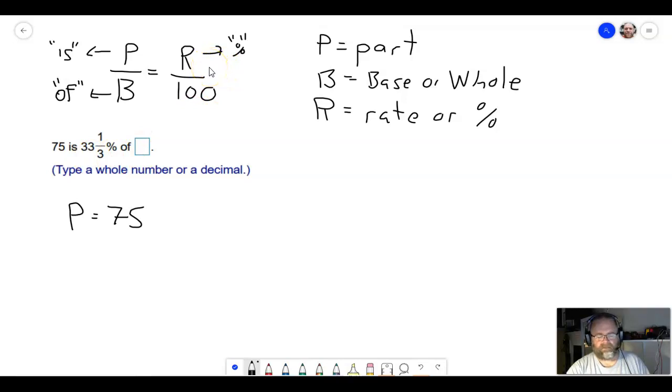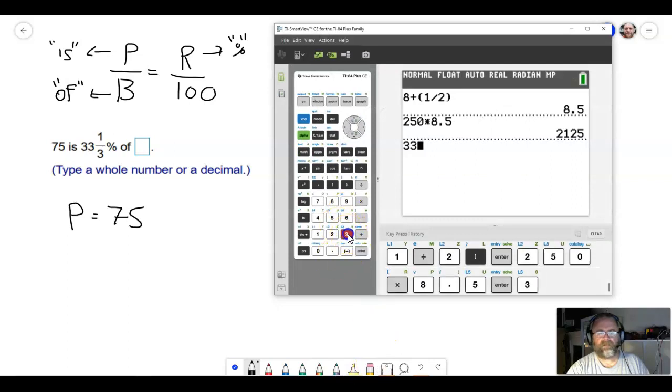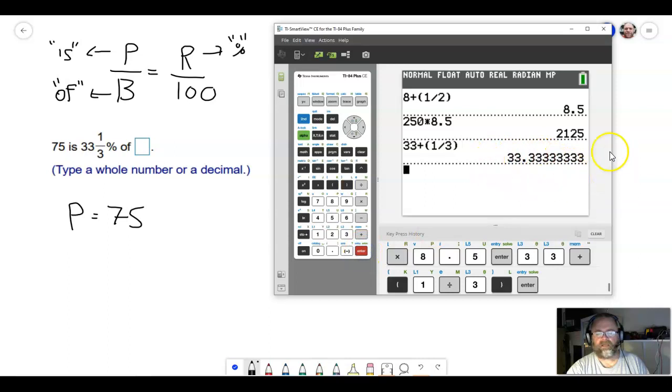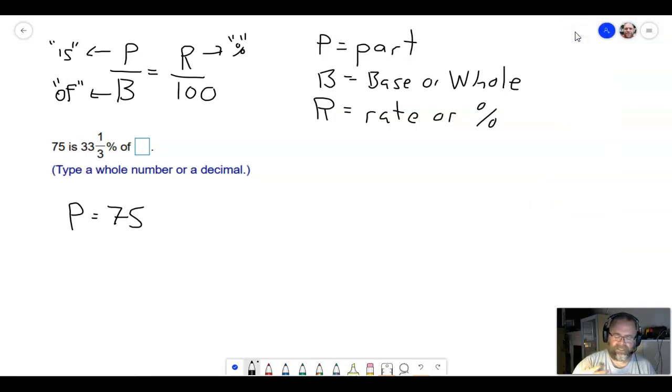Now, this is a little bit of a tricky part. Normally, if I can, I will convert that to a decimal. However, if you go to your calculator and you do 33 plus 1 divided by 3, you are going to get a repeating decimal. So what does that mean? That means that we can't really do it in this instance. So if you get a repeating decimal, then we're just going to have to keep it as a fraction.